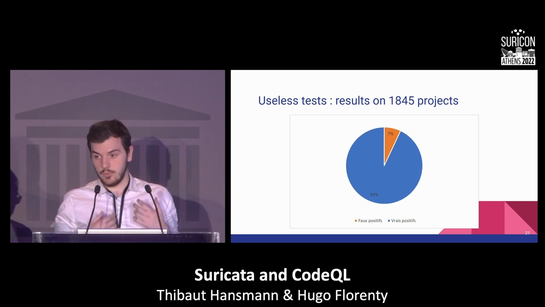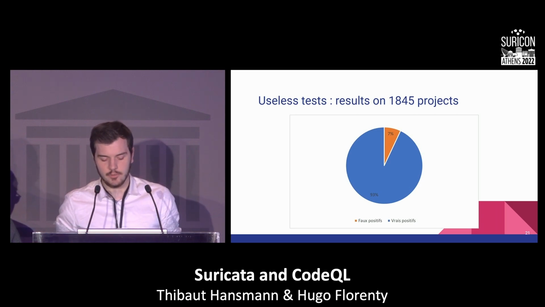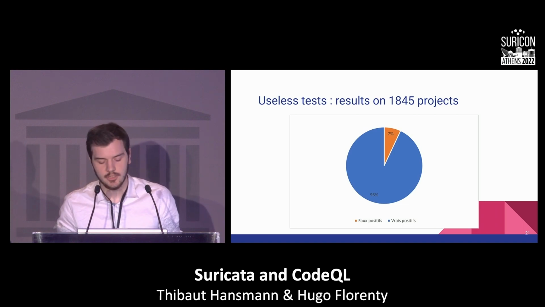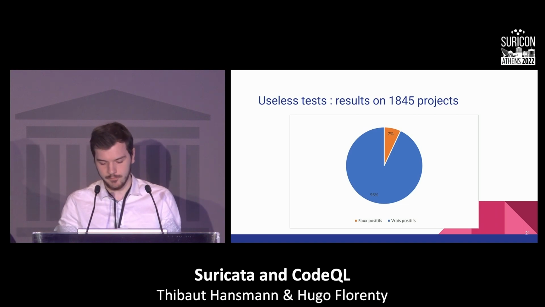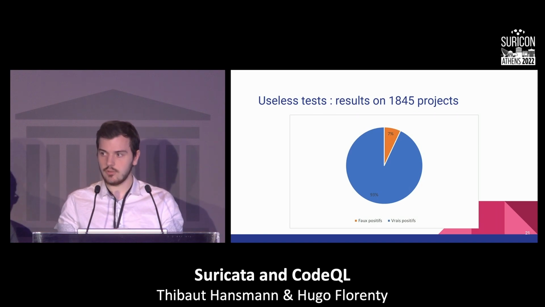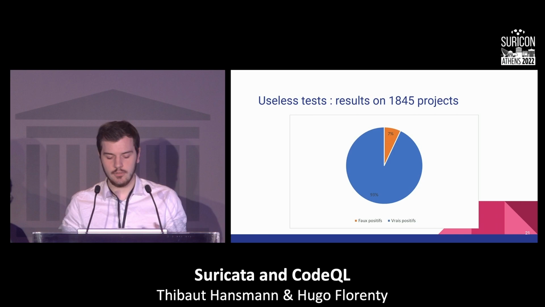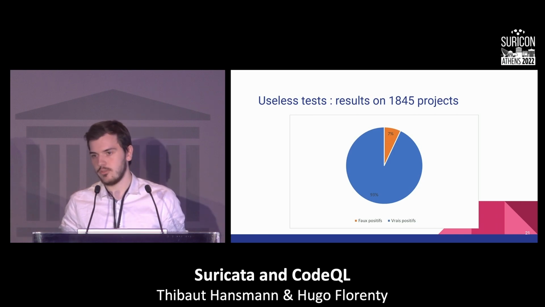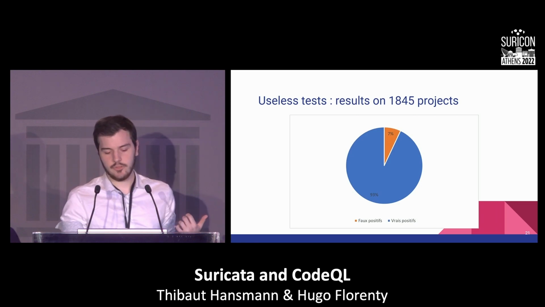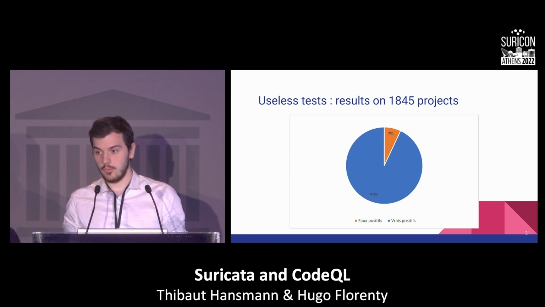After that, we ran it through LGTM, and we found 7% false positives and 93% true positives. That's on every test that returned a value. Obviously, most of the tests didn't find anything, and this helped us to improve our query. So that's how we worked.